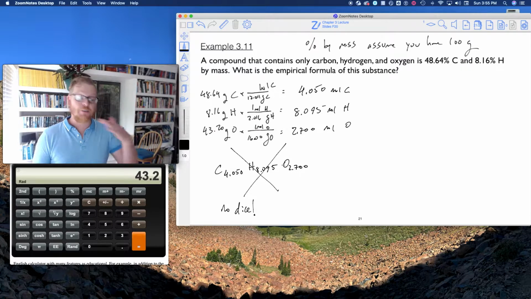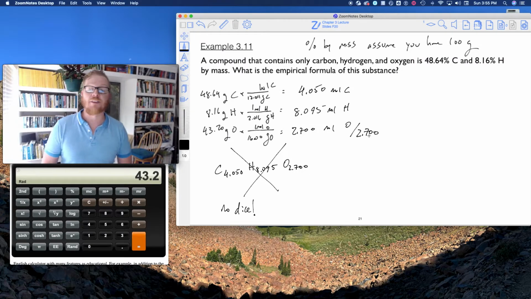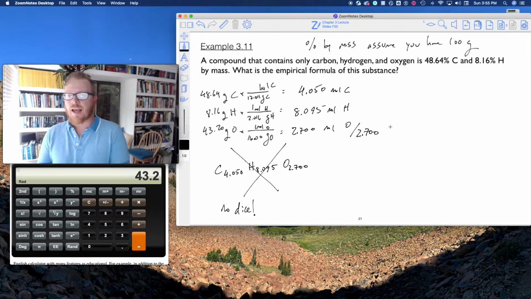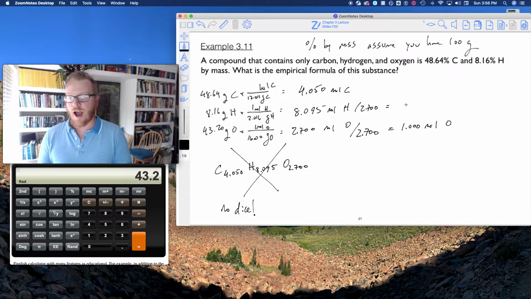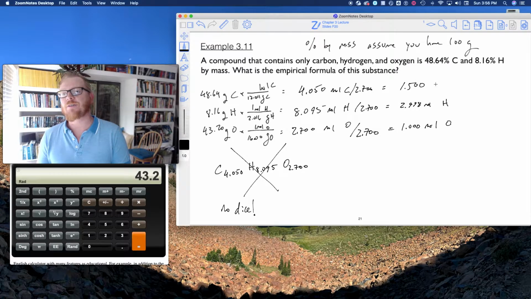The way that I do that is by dividing by the smallest number. In this case, oxygen is the smallest number, so I'm going to divide by 2.700. We call that the least common denominator. That gives me 1.00 moles of oxygen. If I divide the hydrogen by 2.700, it works out to be 2.998 moles of hydrogen. And if I divide the carbon by 2.700, I get 1.500 moles of carbon.